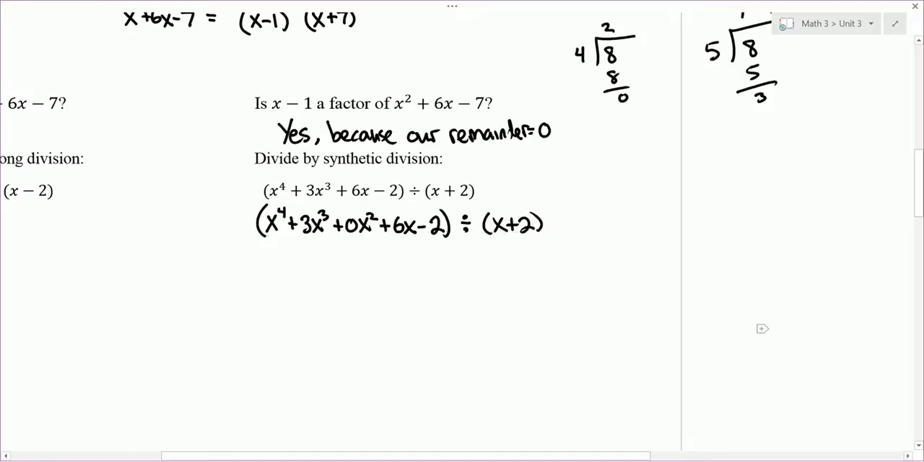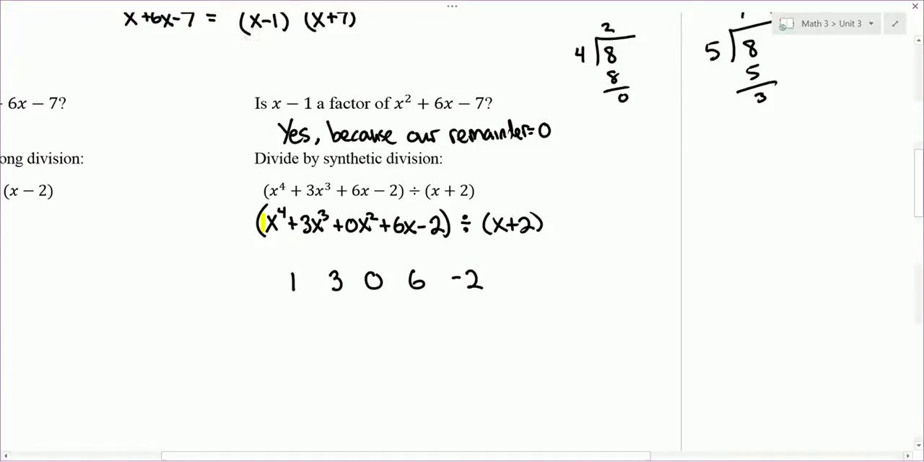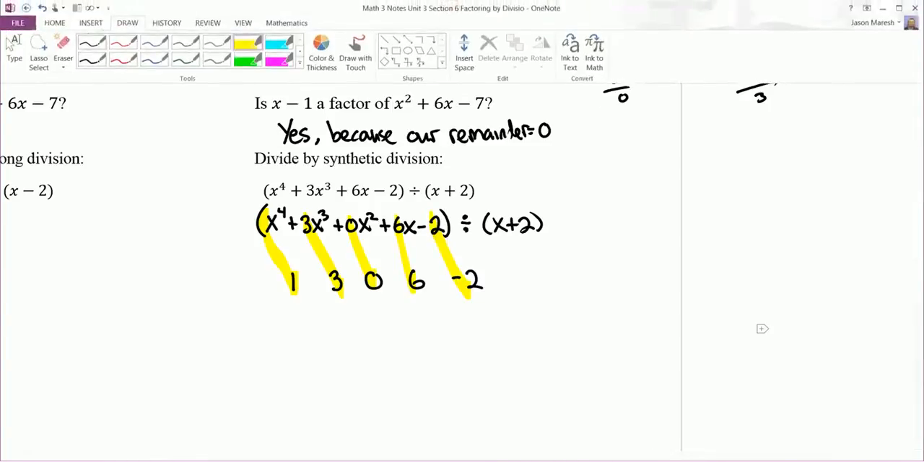So setting up our synthetic division table, we have 1x to the fourth, 3x to the third, 0x squared, 6x, minus 2. Those numbers are coming from the coefficients: there's an invisible 1 here, there's your 3, 0, 6, negative 2.